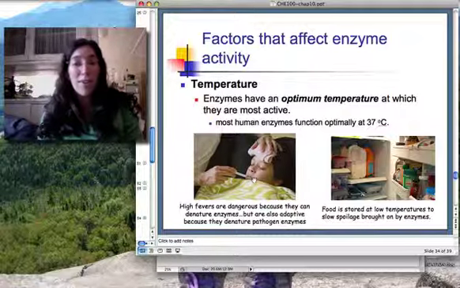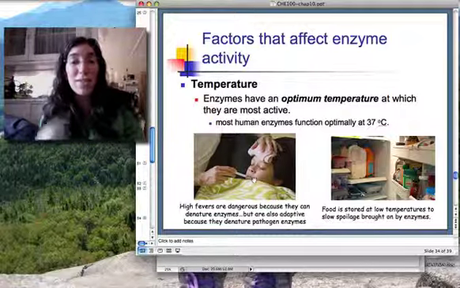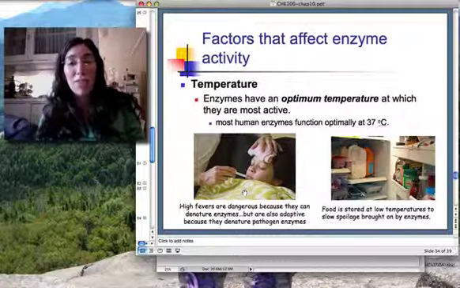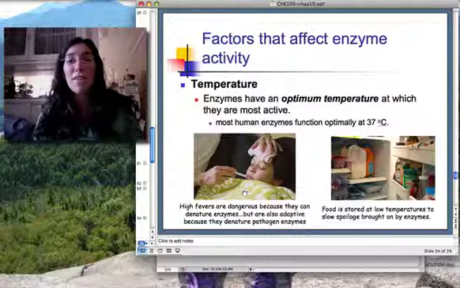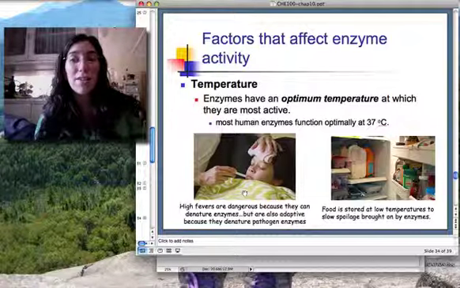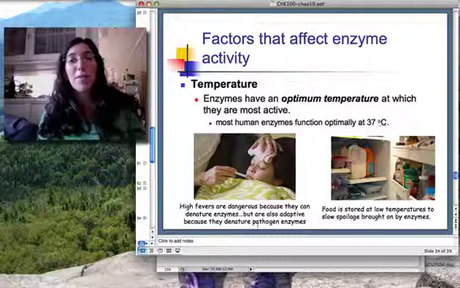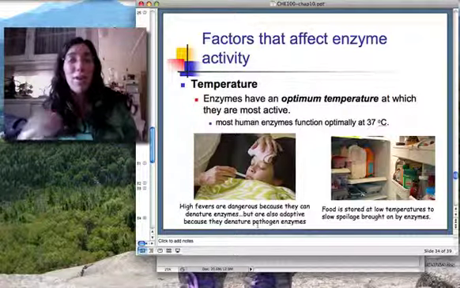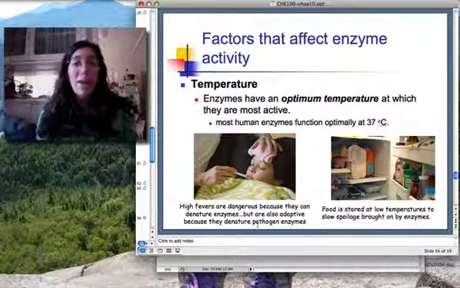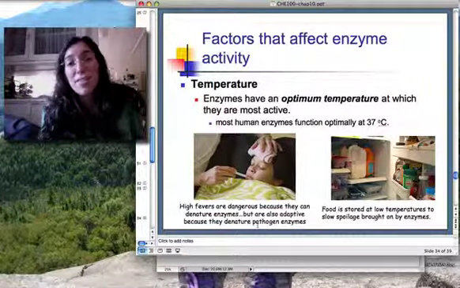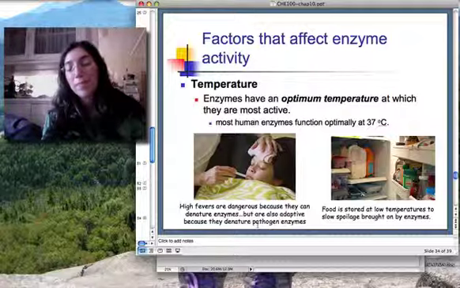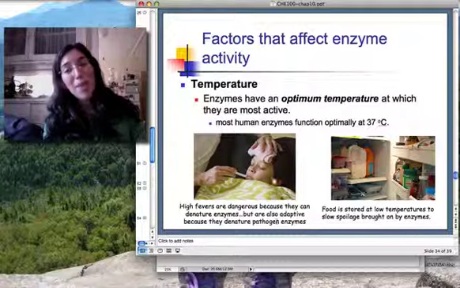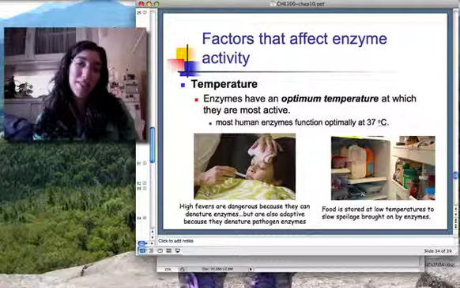Fevers, however, are also adaptive, and the reason we get fevers when we're sick is because it's the body's attempt to actually denature the proteins of the invader, so the bacteria or virus. If your body temperature goes up, your immune system is hoping that you will denature some of those viral proteins, and then their enzymes won't work properly. So it can be helpful and adaptive, but it can also be dangerous if it gets too high.